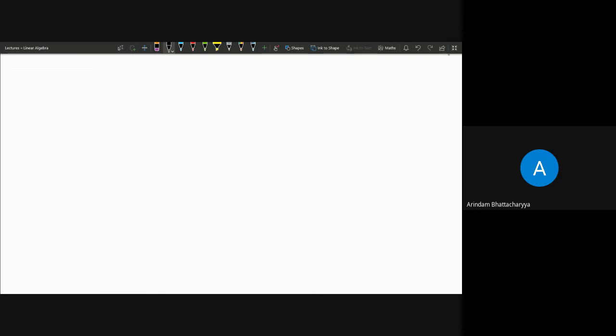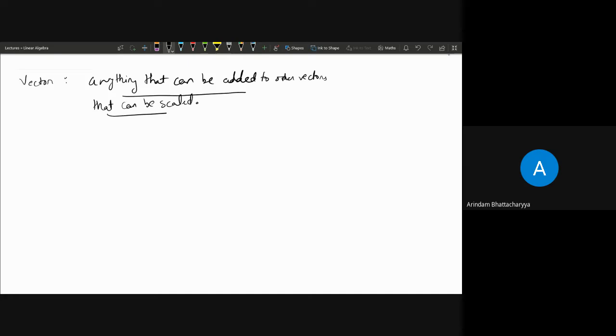So for us, a vector is anything that can be added to other vectors and that can be scaled. So these are the two basic properties we will require.